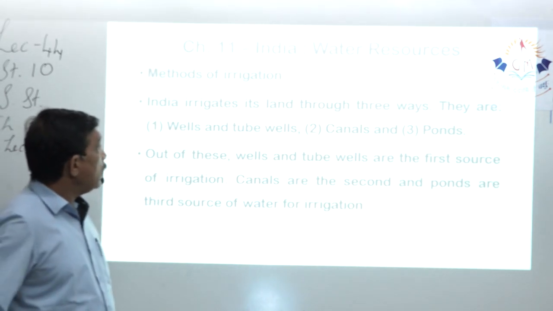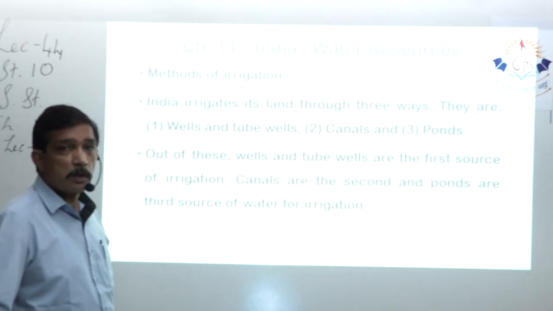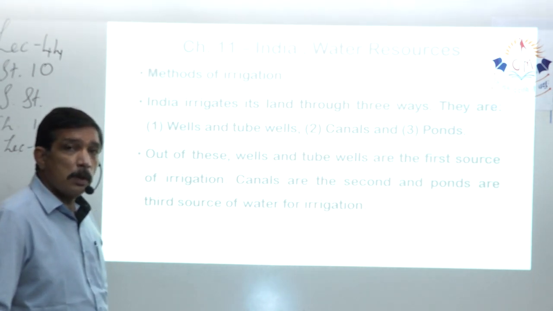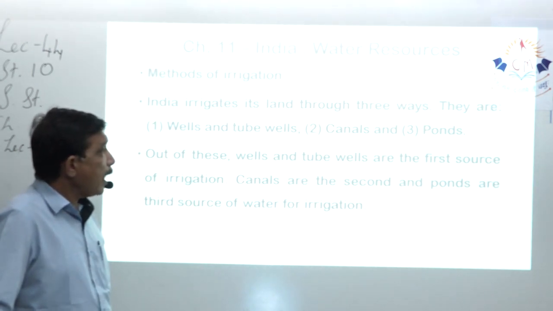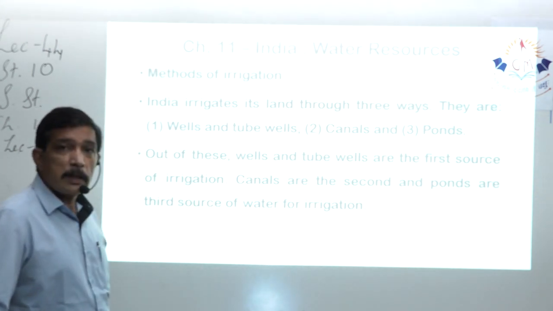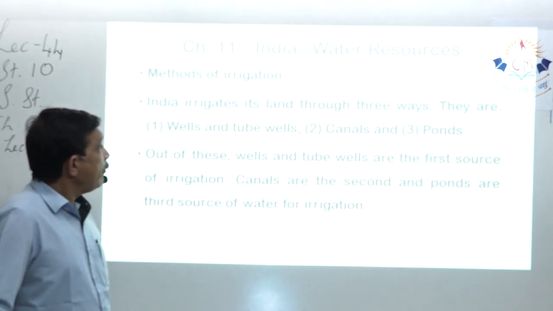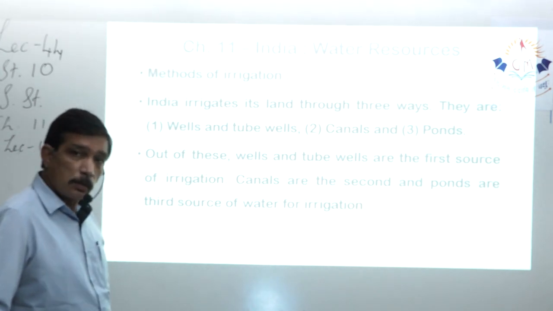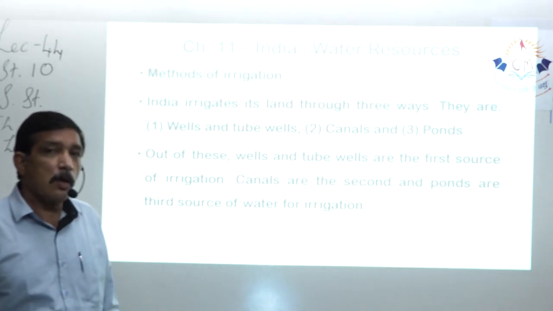So India irrigates its land in 3 ways. Mainly the farmers give water to their crop in 3 ways. The first one is wells and tube wells. That is the most popular method. Second one is canals. Now this can happen because canals have to be constructed by the government. It cannot be made on an individual basis.